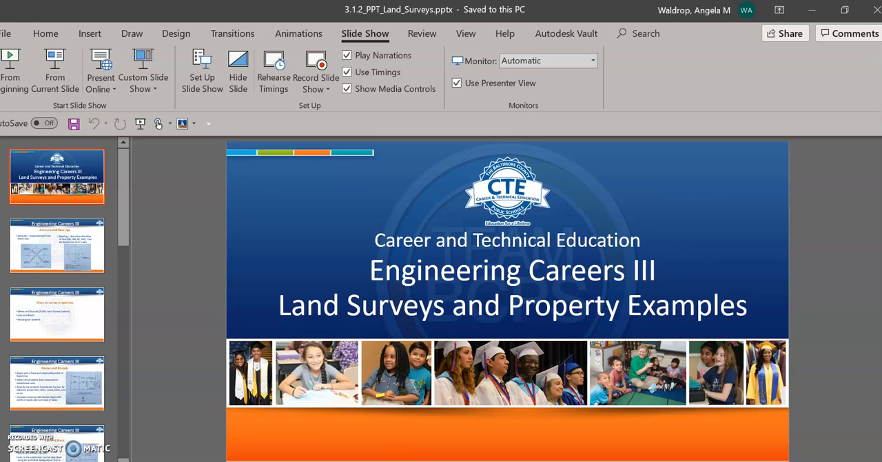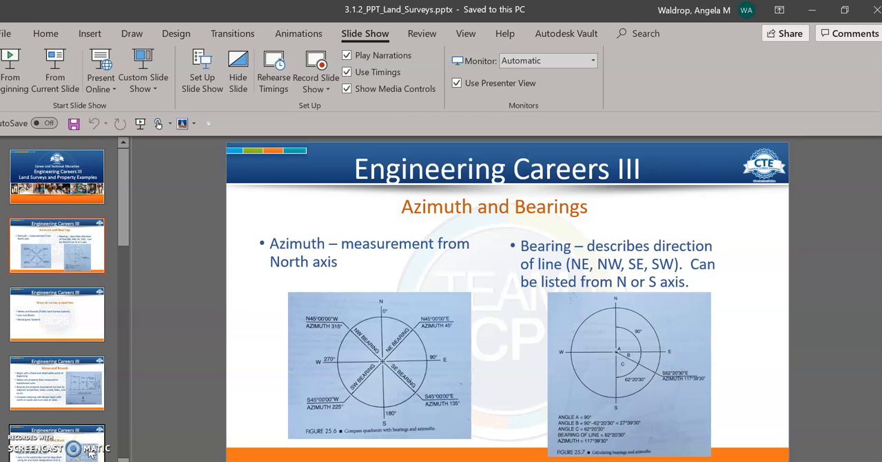In this video, we'll discuss some important items related to land surveys. The first item we need to discuss is the azimuth and bearings. Azimuth describes the direction of an object from north or south pole.